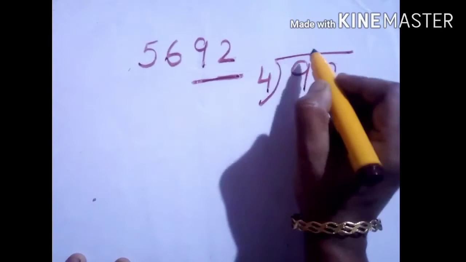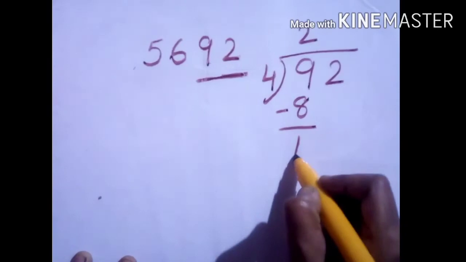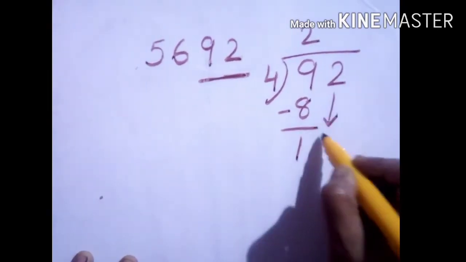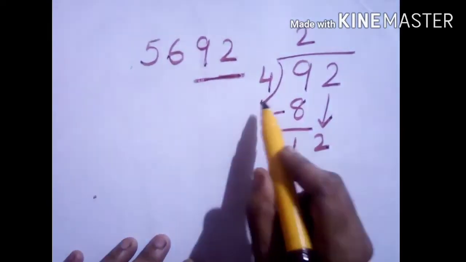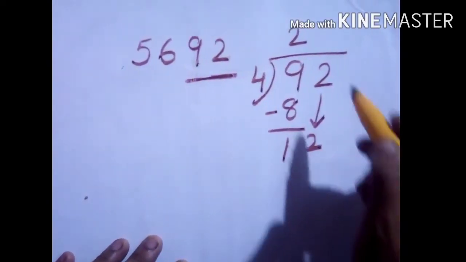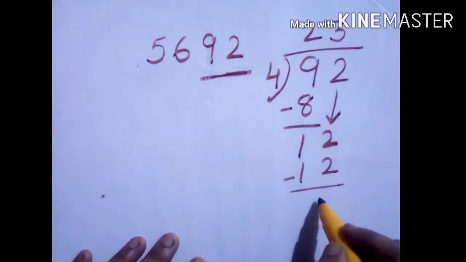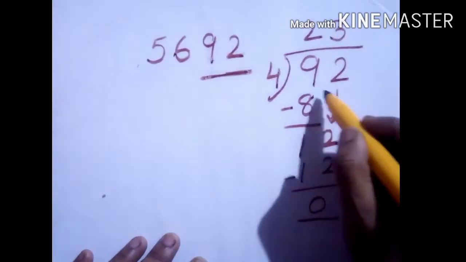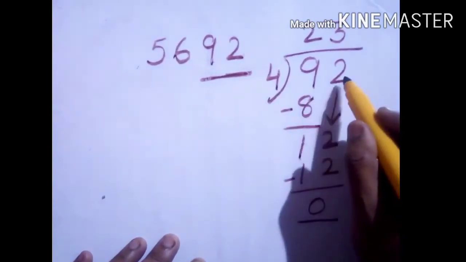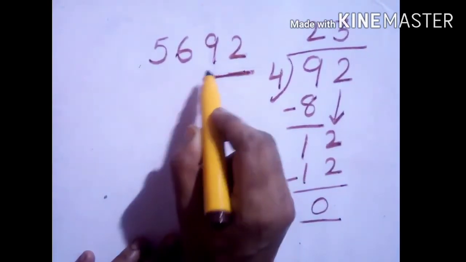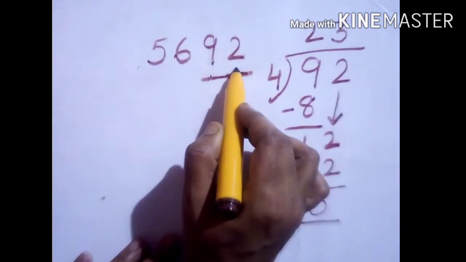4 2 times 8. When you subtract, you get 1. Bring this 2 down, so you get 12. In 4's table, how many times 12? 4 3 times 12. When you subtract, you get 0. So that means this 92 is divisible by 4. That means the digits at ones and tens place is divisible by 4. So the whole number is divisible by 4.